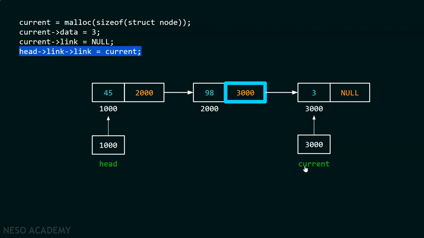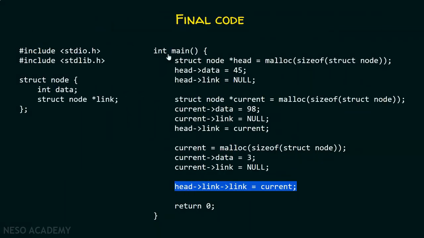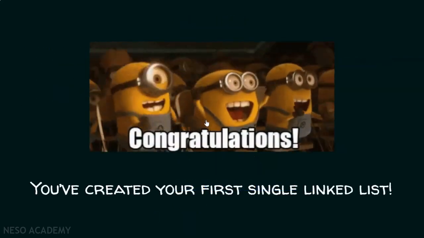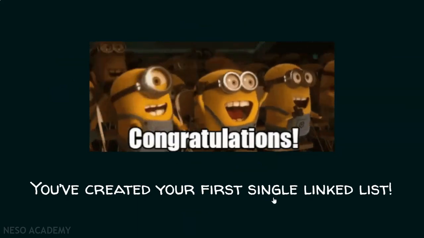So I am just using these two pointers, head and current. Current is obviously required, but there is no need to create current 2, current 3 and so on. By using this method, we can create our single link list very easily. So this is our final code, which is capable of creating a single linked list containing 3 nodes, and that too without using extra pointers. Congratulations everyone! You have created your first single linked list. Many congratulations to all of you.